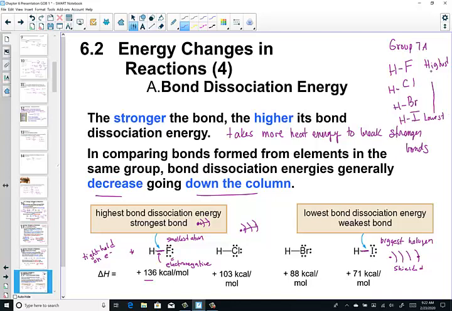Bond dissociation energy increases as you go up, or you could say it decreases as you go down, however you want to refer to that. But the reason is because atoms that are small are more electronegative, holding the atoms together in a very tight bond. By the time the atoms get really, really big, the bonds are not held as tight, and that's a weaker bond. Less energy is required to break a weaker bond.